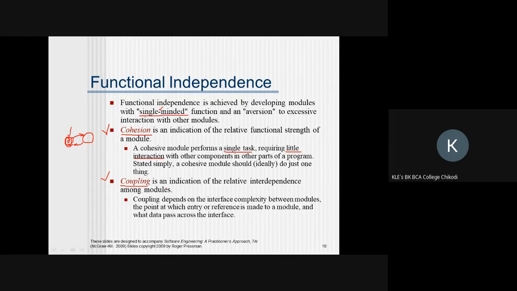Then coupling is an indication of the relative interdependence among the modules. That does a communication with the other module and it does the necessity of its functionalities. Coupling depends on the interface complexity between the modules, the point at which entry or reference is made to the module, and what data pass across the interfaces.